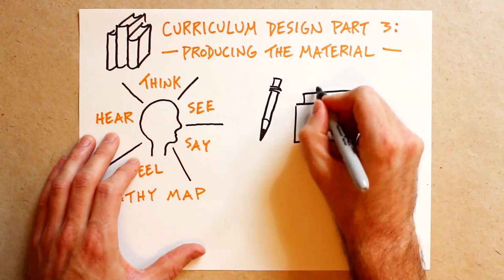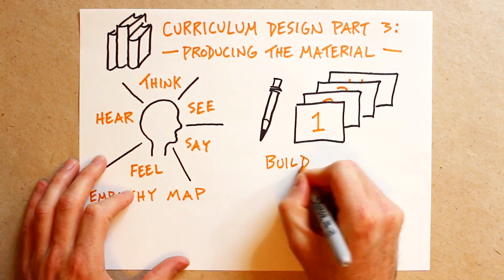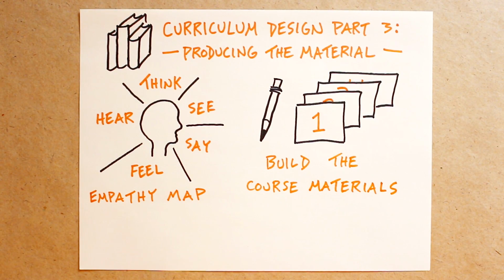Once you have filled out an empathy map representing your typical student's experience in the world, then you're ready to start building the course materials. This is where you will be producing the lesson plans, or designing the interactive notebooks that you're going to use in class, or recording the videos that are going to make up your online course, brainstorming the discussion questions that you'll ask at the end of each unit. This is when you will actually fill the container that we mentioned in part 1.